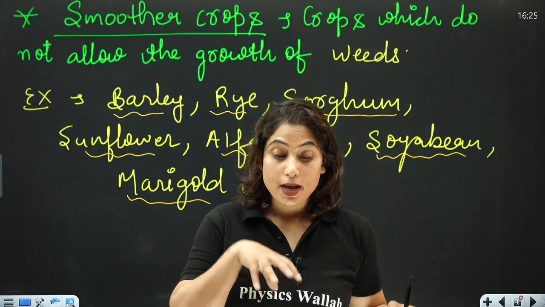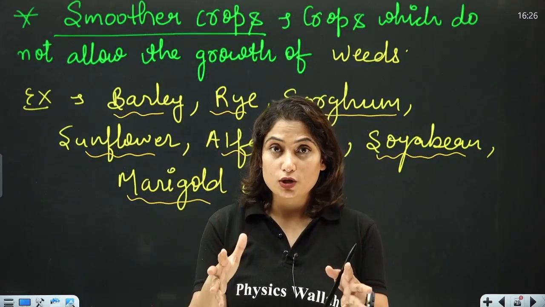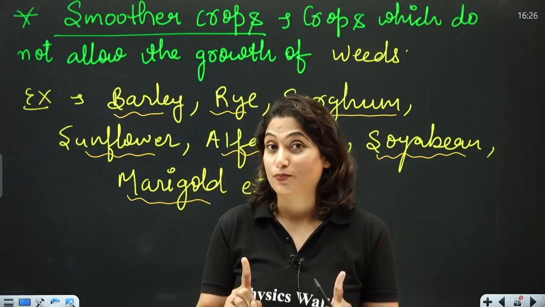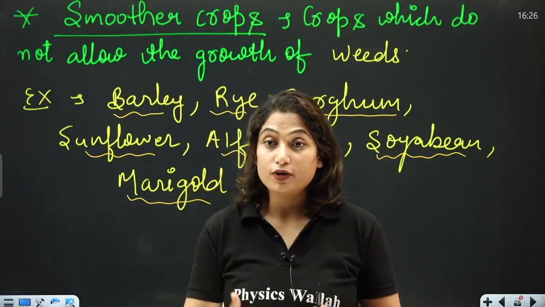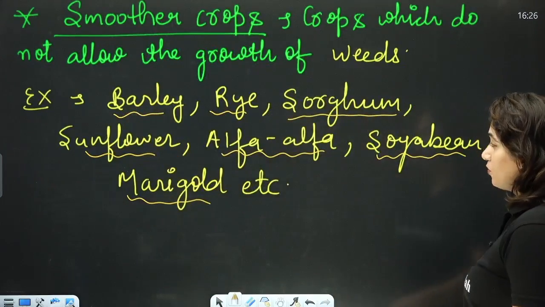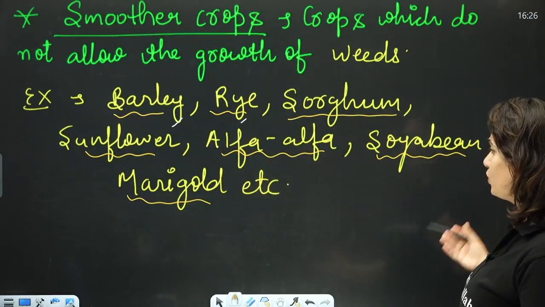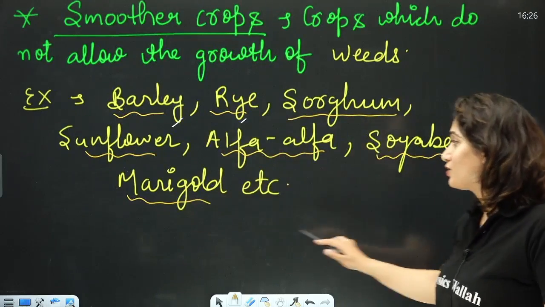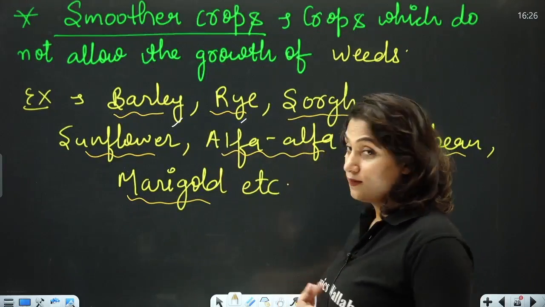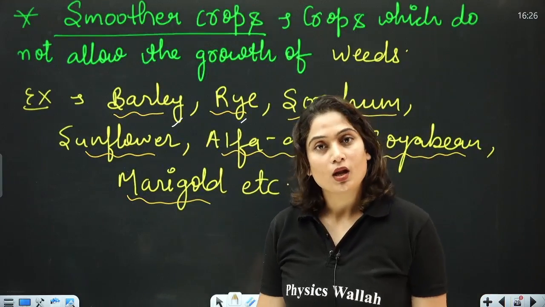So what will happen when I have done this crop rotation with a smother crop? The smother crop secretes certain chemicals in the soil which do not allow the growth of unwanted plants. So a farmer should often rotate his crop with smother crops. Examples of smother crops are barley, rye, sorghum, sunflower, alfalfa, soya bean, marigold. These are all smother crops. So if a farmer does crop rotation with these crops, then in that farm there will be no problem of weeds.